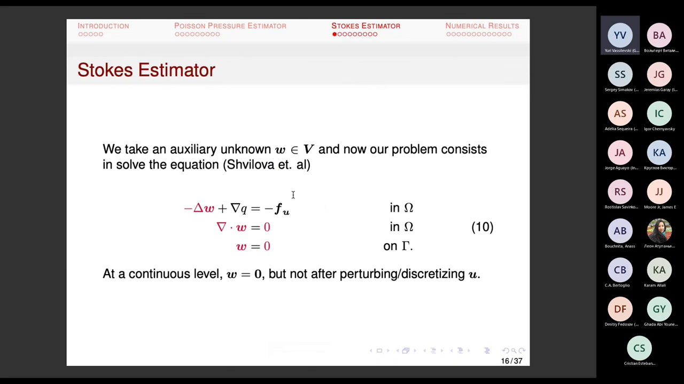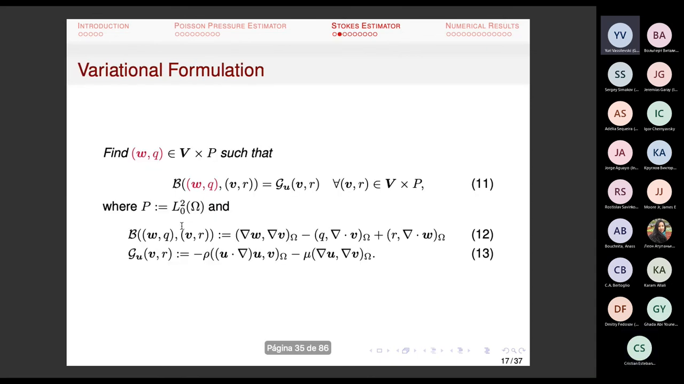Okay, now let's analyze the Stokes estimator. We add an artificial velocity on the left hand side. It's possible to appreciate that in the continuous case, this artificial velocity is equal to zero. The continuous formulation now consists in finding (w, q) in the space V and P such that it is a solution of this equation.